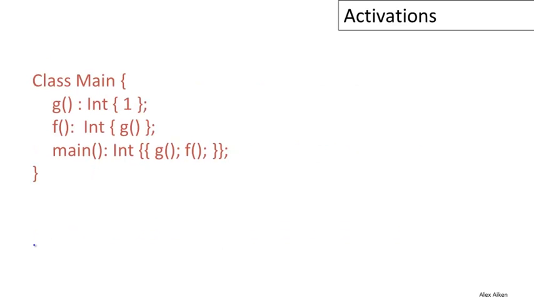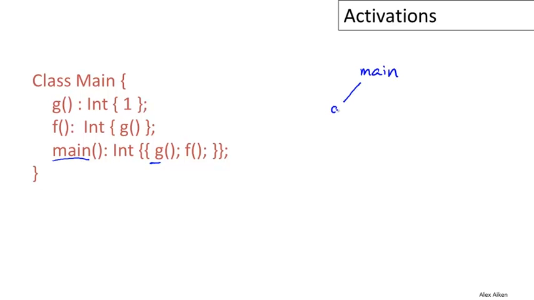Let's illustrate activations with a simple example. So here's a little Cool program, and as usual, it will begin running by executing the main method in the Main class. So the first activation and the root of our activation tree for this program is the method main. And main is going to call the method G, and so G's lifetime, the period of time of the execution where G exists, is going to be properly contained within the execution of this call to main.